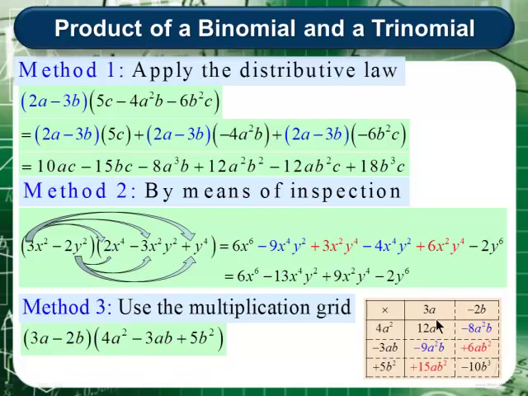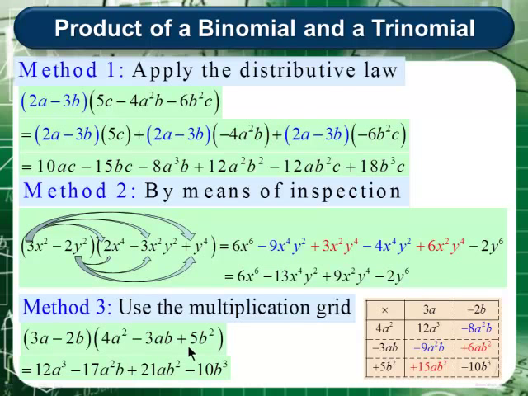What we have to do now is to complete the grid by multiplying all possible terms with all other terms to complete this particular grid, and we list all the entries or the terms of this particular grid to represent then the expansion of this particular product of a binomial and a trinomial.